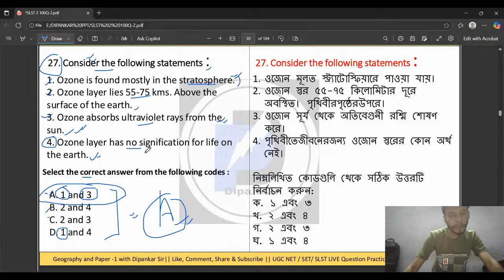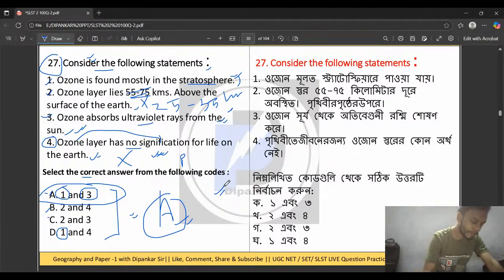Ozone layer has no significance for life on the earth. This is not true. Ozone layer is very significant for life on the earth because the ozone layer protects human beings from the UV rays. So this statement is wrong. Also, the ozone layer is found at almost 25 to 35 kilometers, so the second statement is also wrong. So 1 and 3 are right. So option A is the right answer.